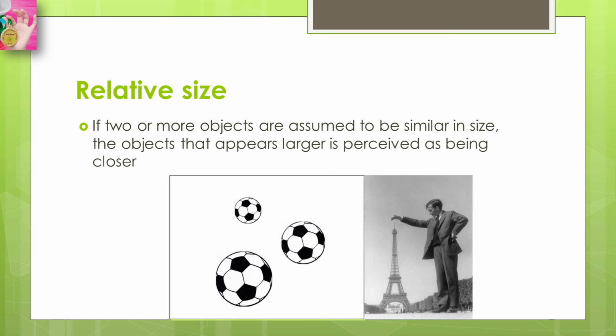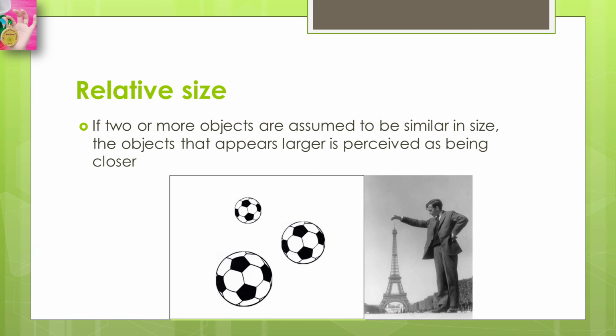Instead, when the image of an object gets larger on the retina, we interpret that as a distance cue, as a closer one. And when the image on the retina gets smaller, we interpret that object as farther away, and the rear tiles on the floor or the trees in the background look smaller than the ones nearby, if you have noticed in the picture. So in a nutshell, according to relative size, if two or more objects are assumed to be similar in size, the object that appears larger is perceived as being closer.